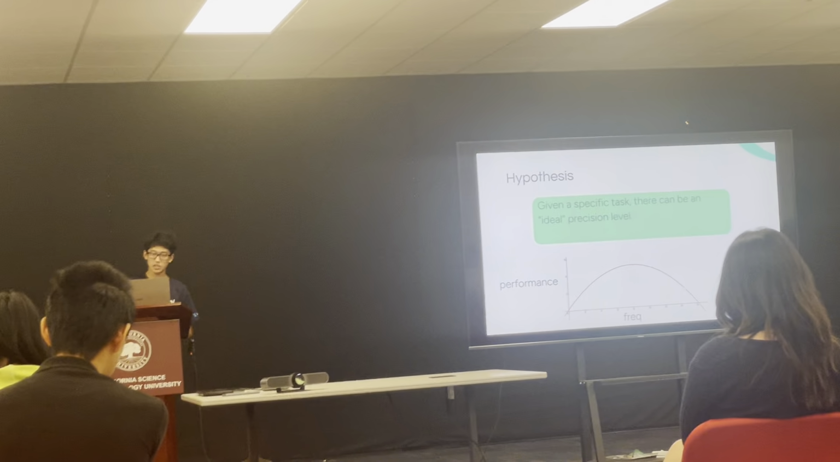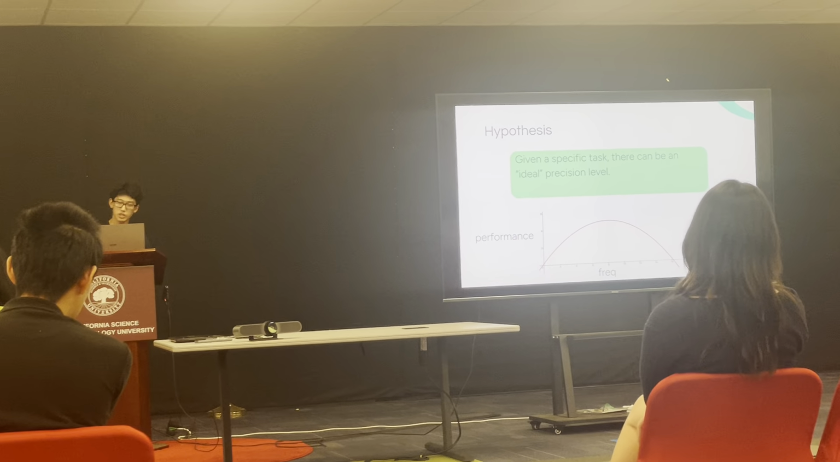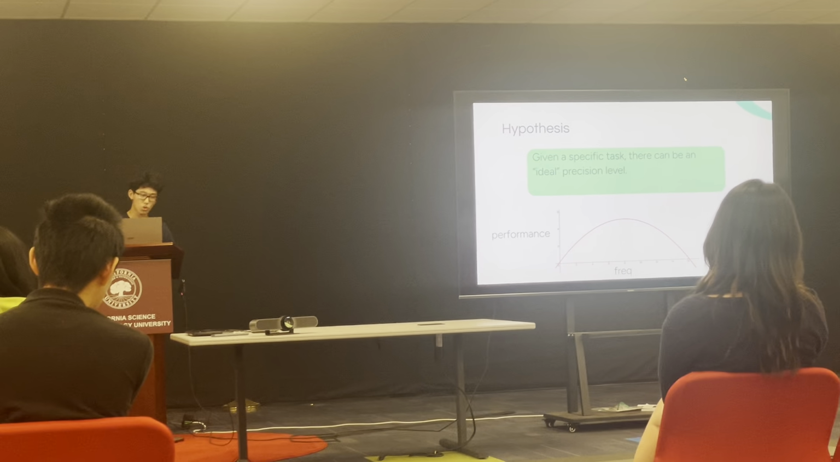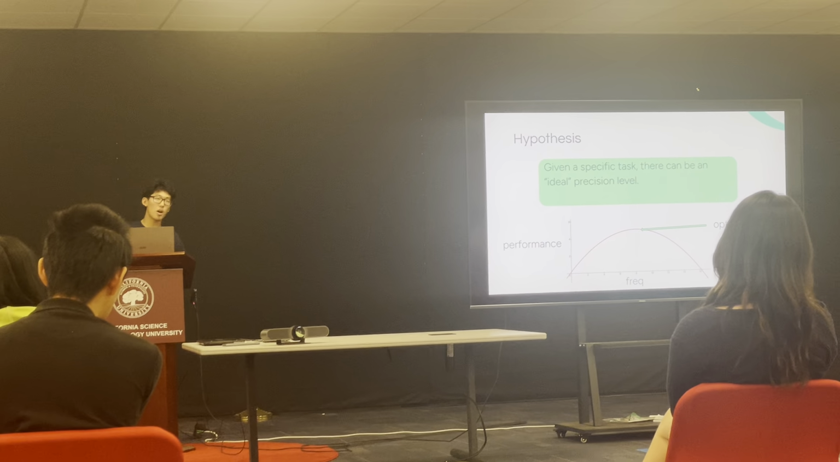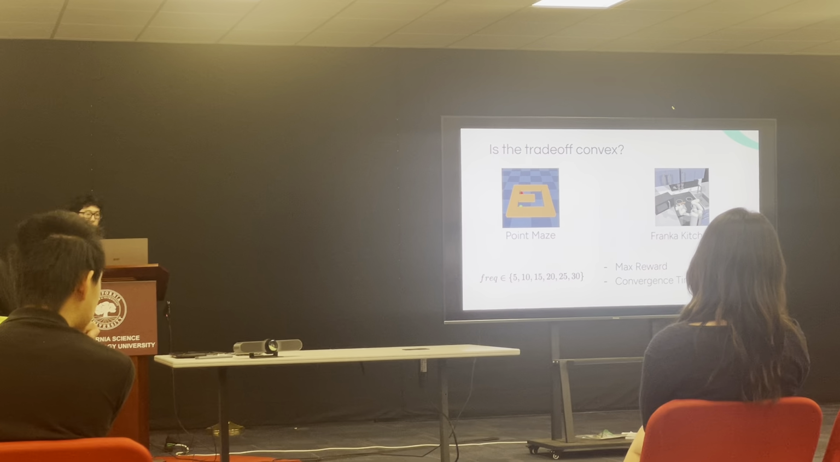Intuitively, you might expect the ideal precision level to look something like this. On one end it performs worse, and on the other end it performs worse, and it has this quadratic-like shape. And in the middle is our optimal. However, we show in our experiment that this is actually not so clear-cut.